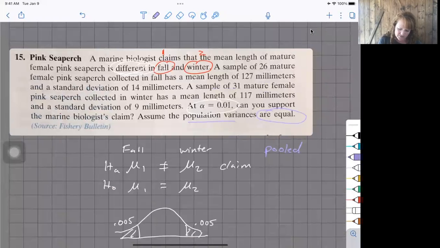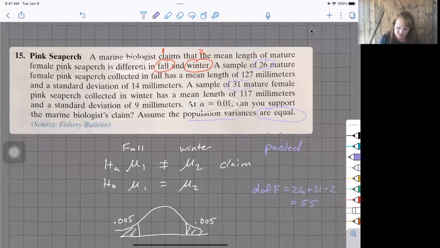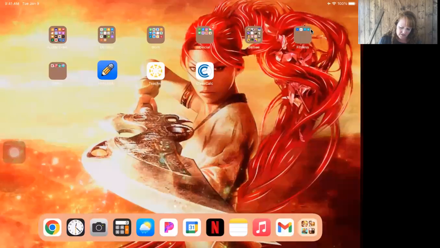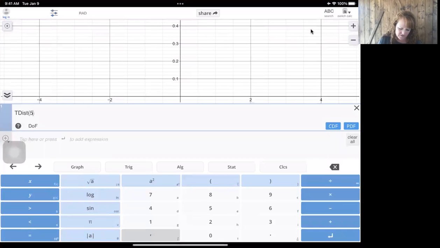So what are my sample sizes? I've got 26 and 31. So degrees of freedom is going to be 26 plus 31 minus 2, which gives me 55. Okay, so I'm going to go back here to my calculator and enter 55.